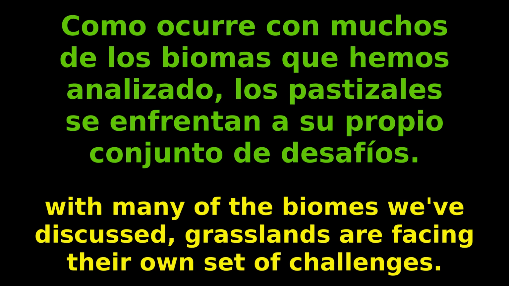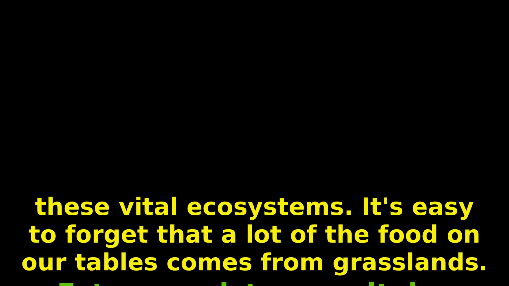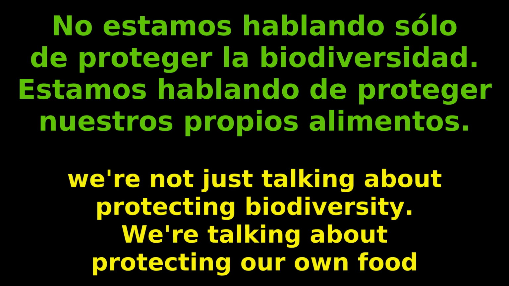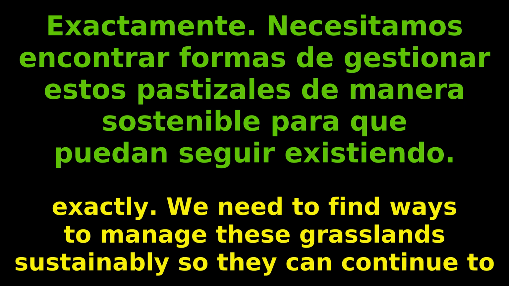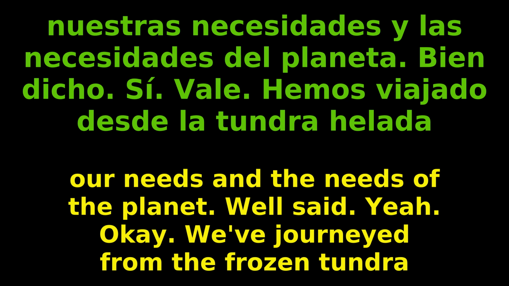Absolutely. But as with many of the biomes we've discussed, grasslands are facing their own set of challenges. Overgrazing, habitat loss, and unsustainable agricultural practices are all taking a toll on these vital ecosystems. It's easy to forget that a lot of the food on our tables comes from grasslands. Wheat, corn, rice, they all rely on healthy grasslands. So when we talk about protecting grasslands, we're not just talking about protecting biodiversity. We're talking about protecting our own food security. Exactly. We need to find ways to manage these grasslands sustainably so they can continue to provide for both people and wildlife for generations to come. It's about finding that balance between our needs and the needs of the planet.